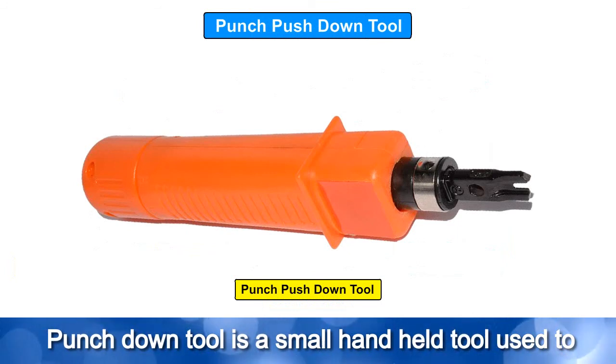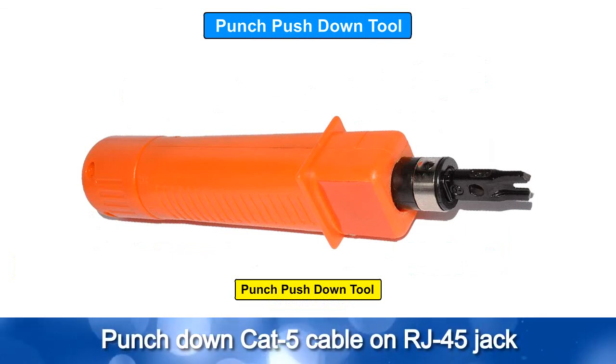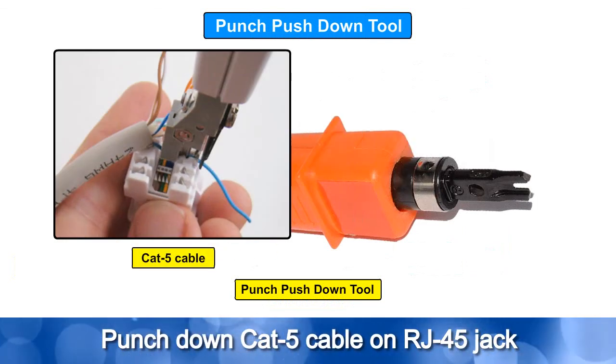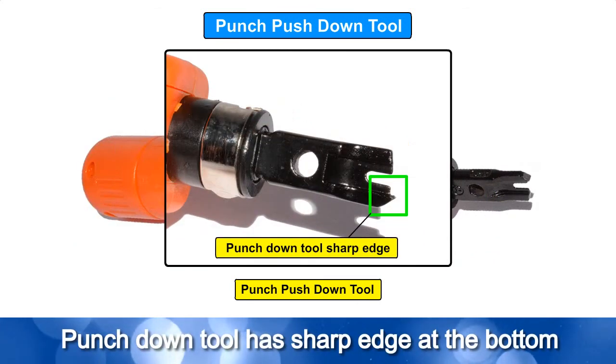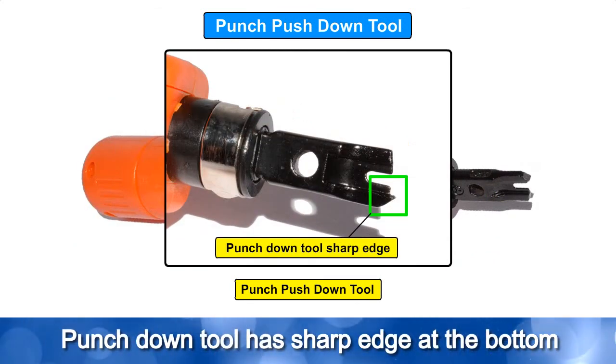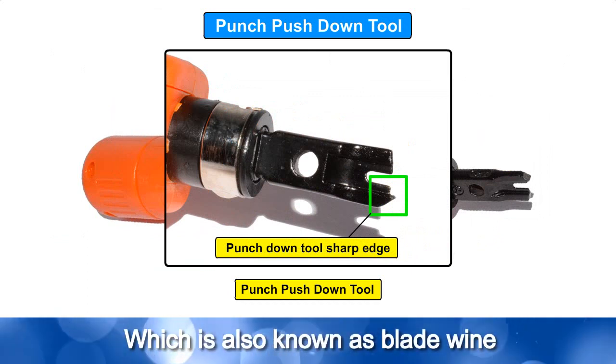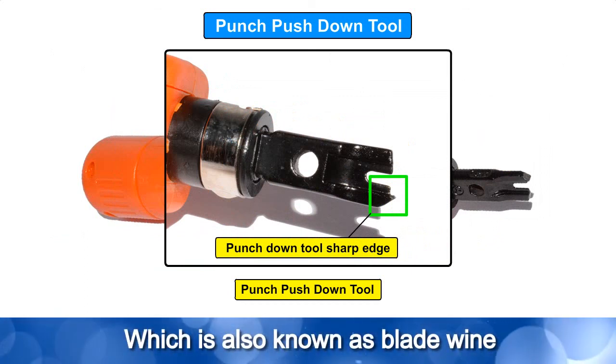Punch down tool. A punch down tool is a small handheld tool used to punch down Cat5 cable on an RJ45 jack. The punch down tool has a sharp edge at the bottom, which is also known as a blade.